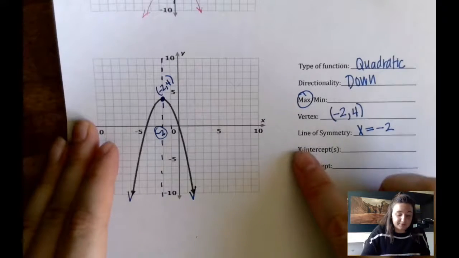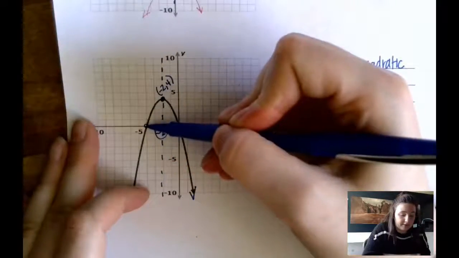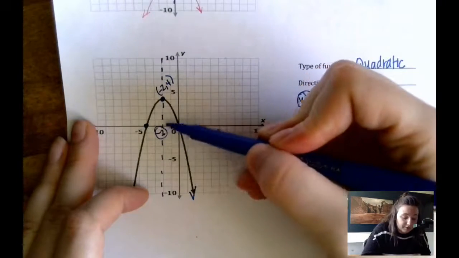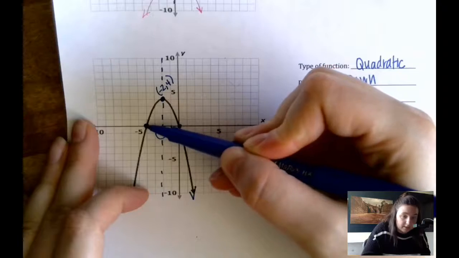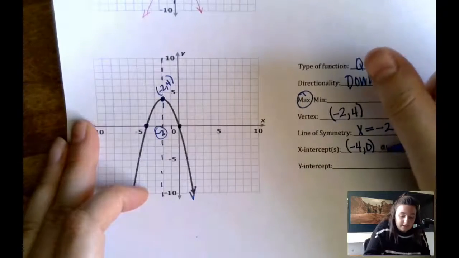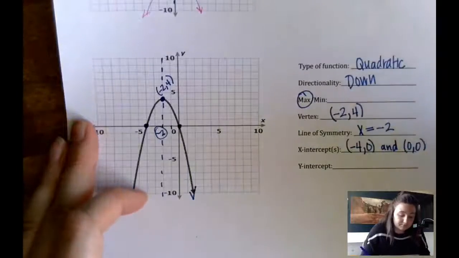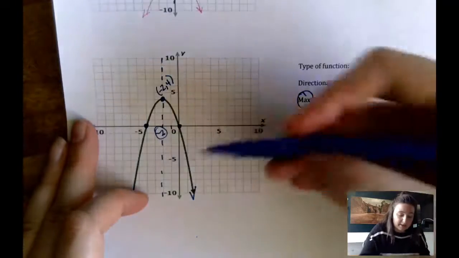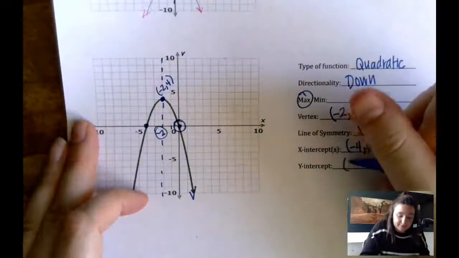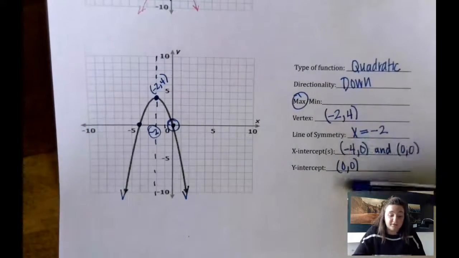And finally, our intercepts. So our x-intercepts, where we cross the x-axis. So I can see I cross here, and I cross here. So this point over here is -1, -2, -3, -4, comma 0. And our other one is 0, comma 0. Our y-intercept is where it crosses the y-axis, and we can see we already drew a dot there. It is at 0, 0. And those are all of our characteristics.